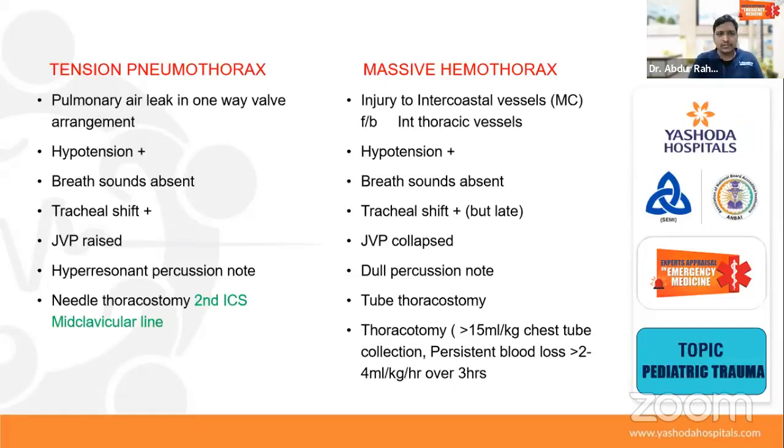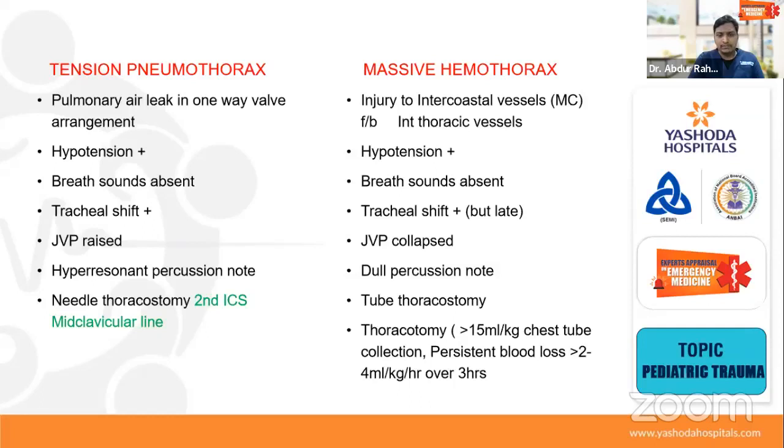In tension pneumothorax, there is a pulmonary air leak in a one-way valve arrangement, whereas in massive hemothorax, there is injury to intercostal vessels, most commonly, and also possibly internal thoracic vessels. Hypotension is present in both. Breath sounds are absent in both. Tracheal shift will be present in both, but it is late in massive hemothorax. JVP is raised in tension pneumothorax and collapsed in massive hemothorax. On percussion, there will be a hyperresonant note in tension pneumothorax and a dull percussion note in massive hemothorax.